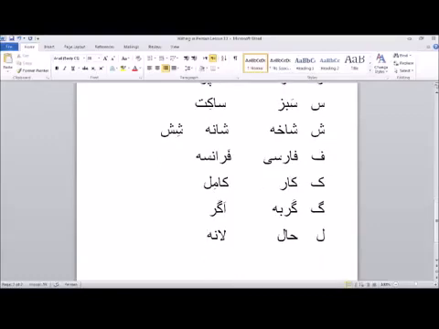Okay, we also had the mim, pronounced m. Example would be mahi. Mahi means fish. M-A-H-I, mahi means fish.